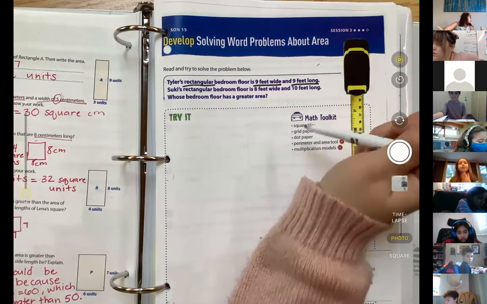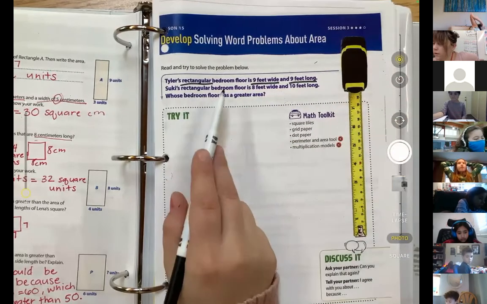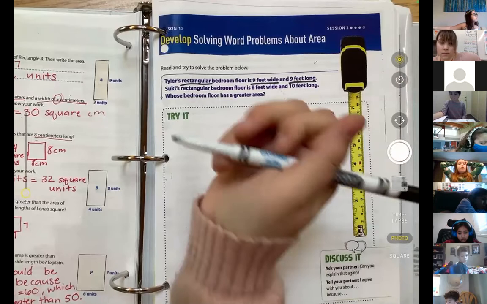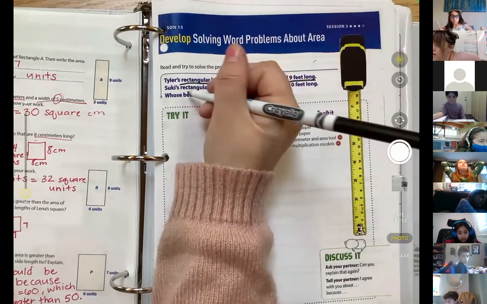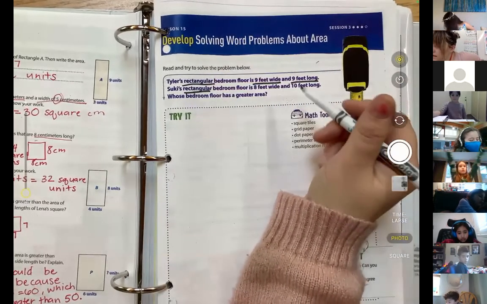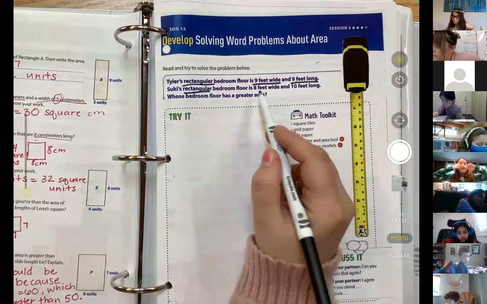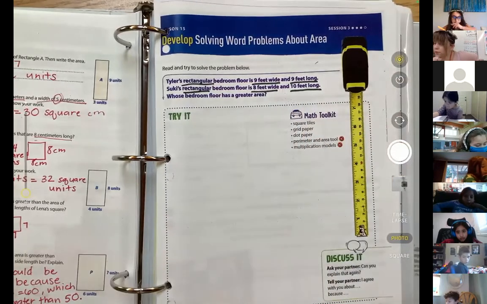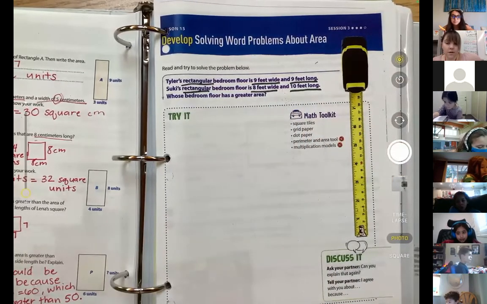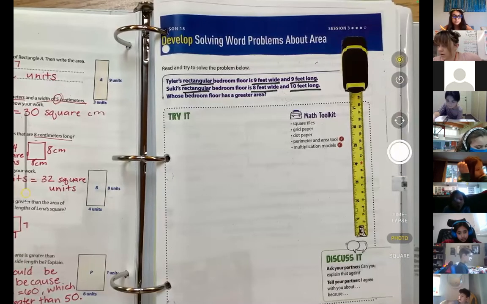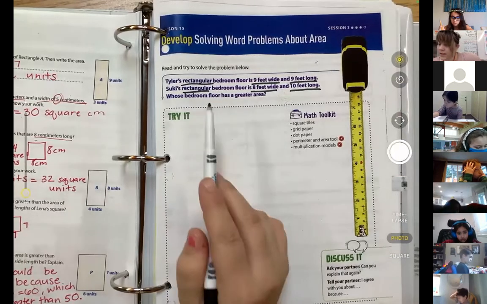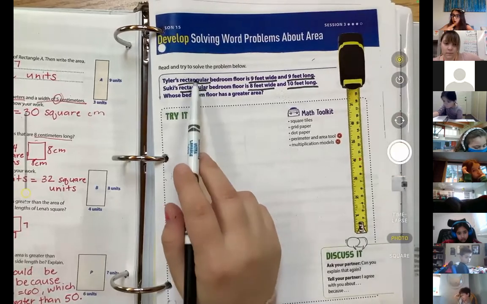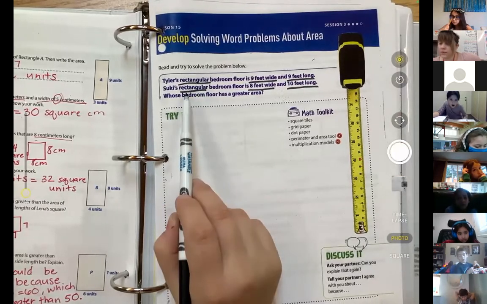Then we've got Suki's rectangular bedroom floor, same thing, it's a rectangle, is 8 feet wide and 10 feet long. Whose bedroom floor has a greater area? Okay, so we need to find two different things. We need to find the area of Tyler's bedroom and the area of Suki's bedroom.